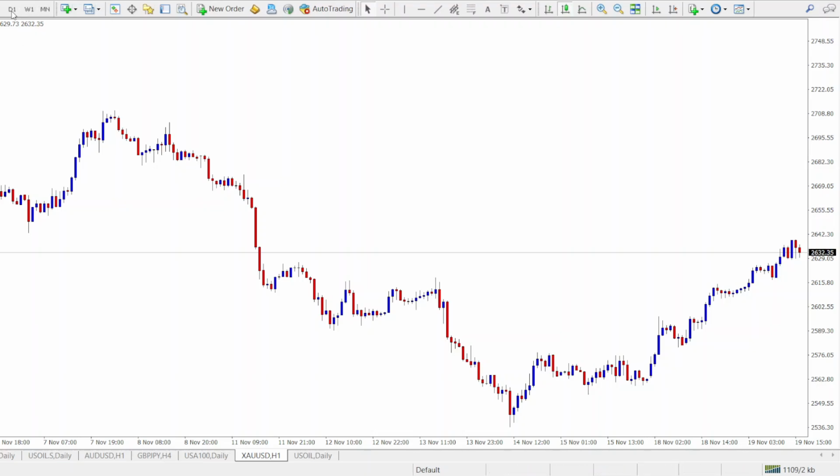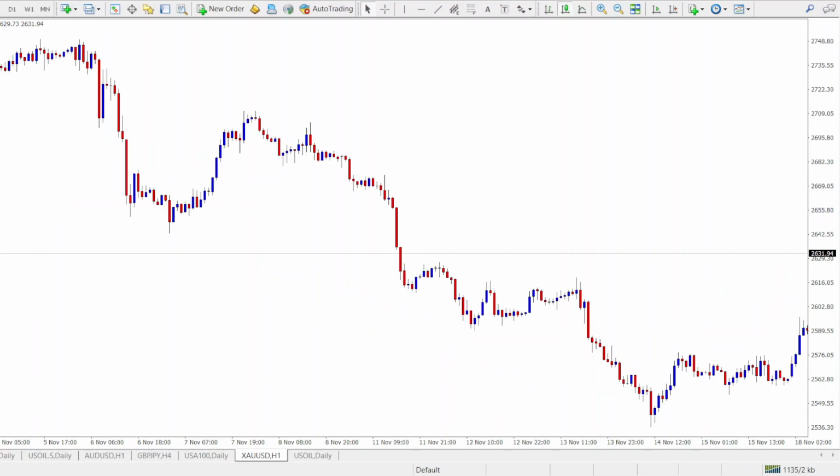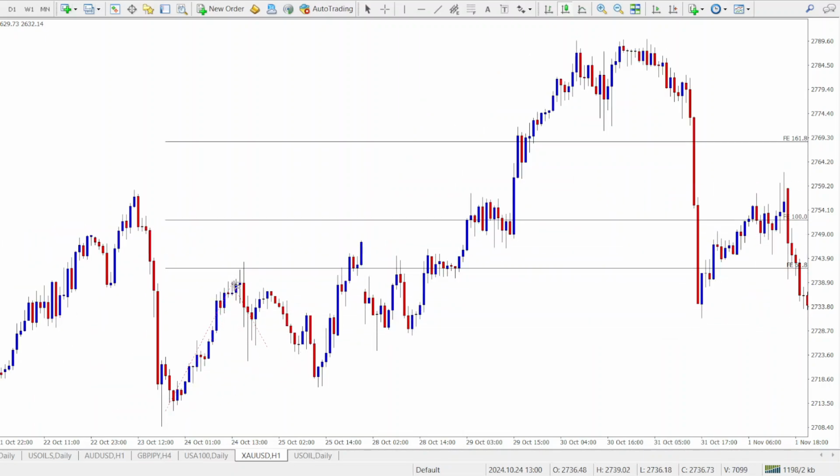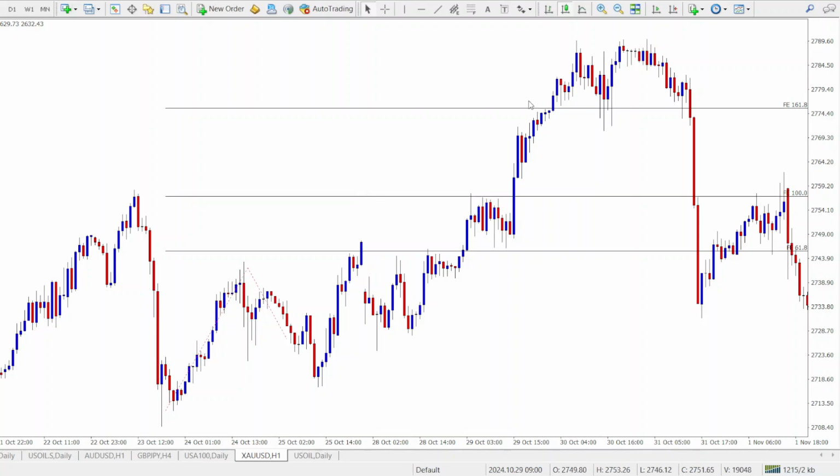If you want to make use of the Fibonacci extension on the MetaTrader terminal, you have to go to Insert, you go to Fibonacci, and you click on Expansion. So this is what we call Fibonacci expansion. These are Fibonacci expansion levels. Now simply put, these levels are a set of price levels that help traders predict where the market might move beyond a key support or resistance zone.